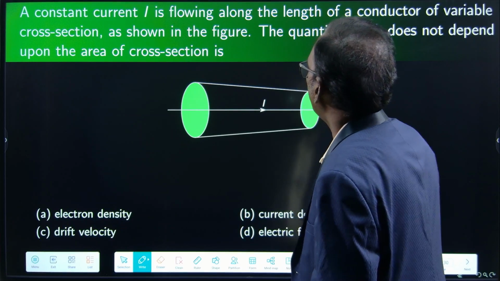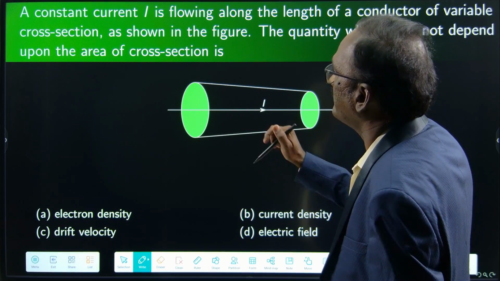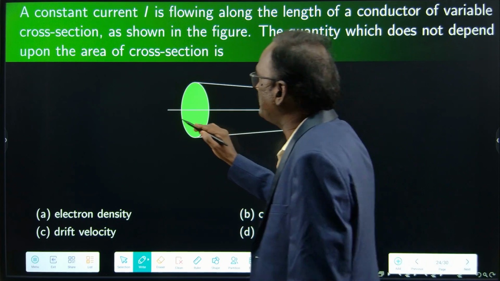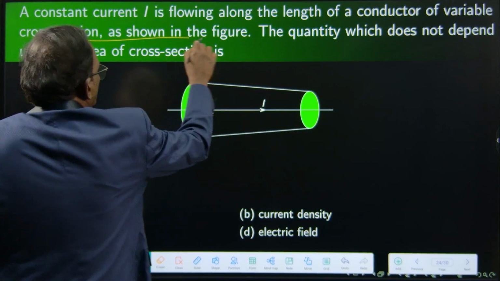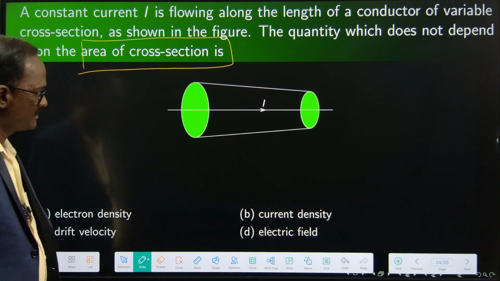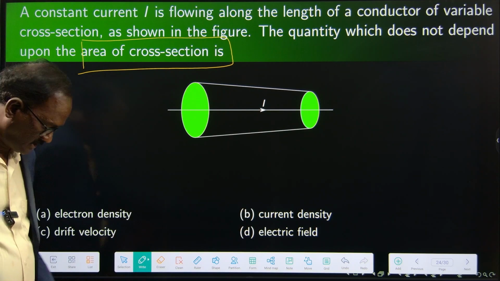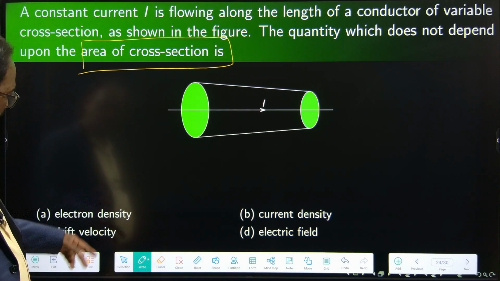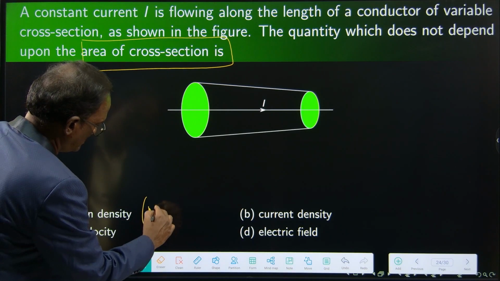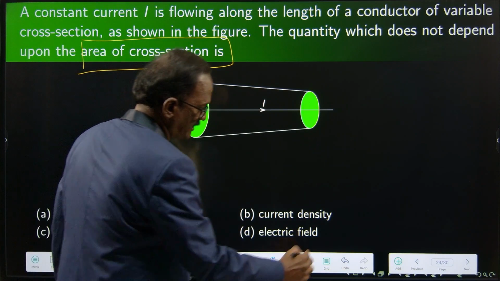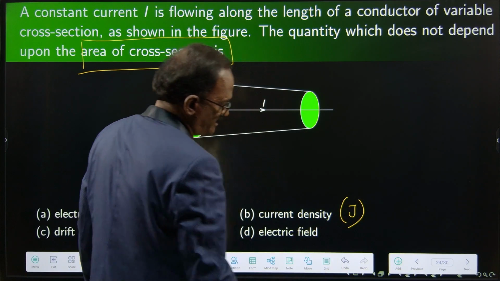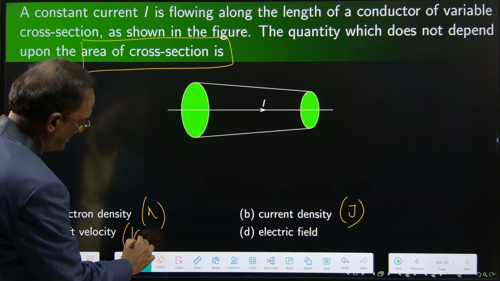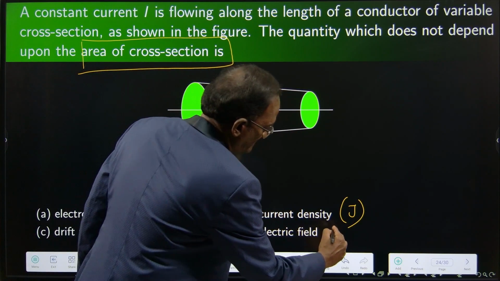A constant current I is flowing along the length of the conductor of variable cross section as shown in the figure. The quantity which does not depend upon the area of cross section. What are the quantities which do not depend upon the area of cross section? Electron density, this is N. Current density, this is J. Drift velocity, VD, and electric field E.